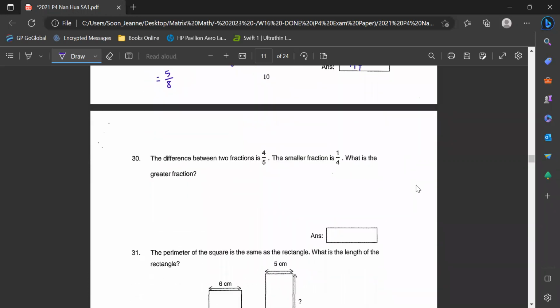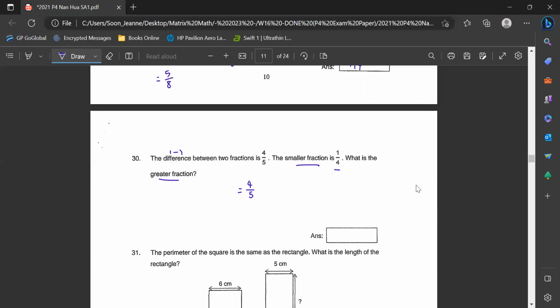The difference between two fractions, difference means minus, between two fractions is 4/5. The smaller fraction is 1/4. I want to find the greater fraction. So what we do is, it's like whole numbers. It's just that this is in fraction. So the difference between two numbers, so something minus something, is 4 over 5. So answer is 4/5, right?